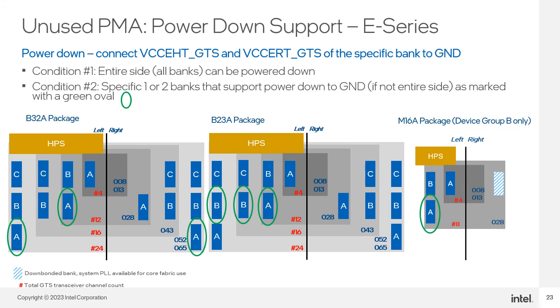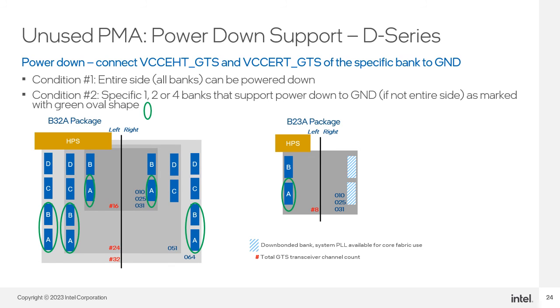Architecturally, you cannot jump the banks, so you start power down from the lowest bank, and you can't arbitrarily power down bank A and C, for example. Certain devices don't support power down at all. The power down support for the D series is similar to what we saw in the previous slide for E series. You can power down specific 1, 2, or 4 banks that support power down to ground.